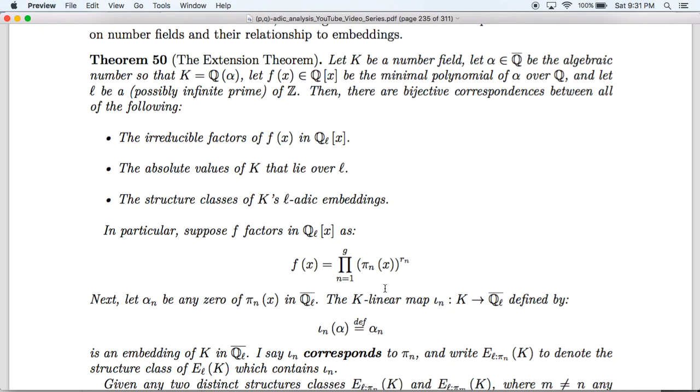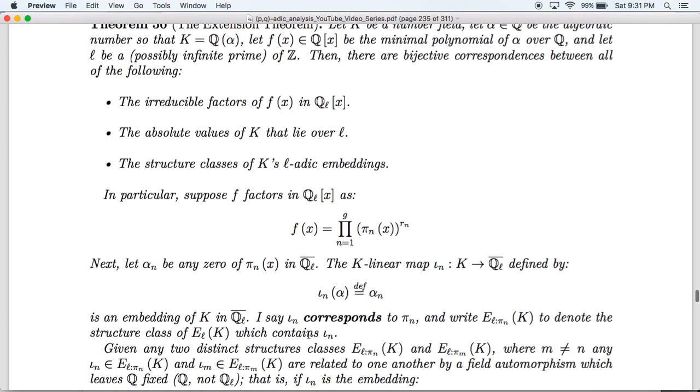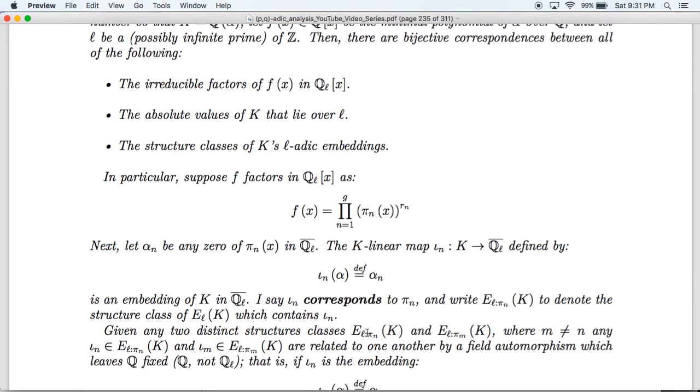We then get a Q-linear map from K to Q_L-bar by the rule that iota_n sends alpha to alpha_n, and then we extend by Q-linearity. This map is going to be an embedding of K in Q_L-bar, and I will say that it corresponds to pi_n, and write E_L,pi_n(K) to denote the structure class of E_L(K) which contains iota_n.